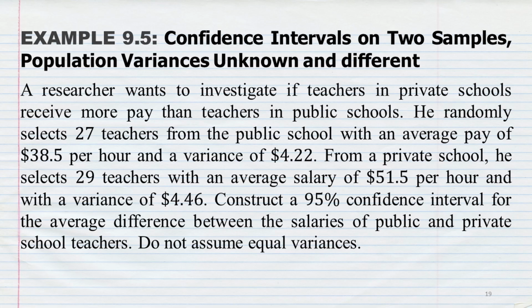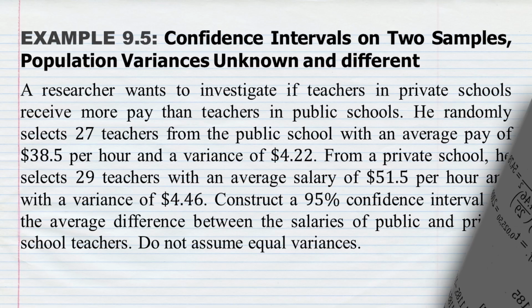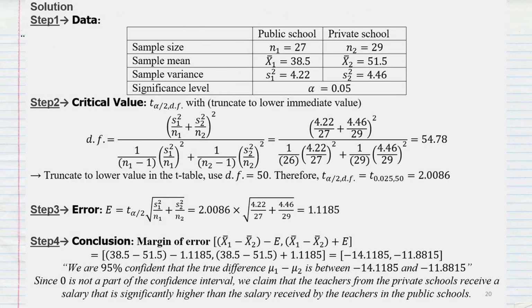a variance of $4.46. Construct a 95% confidence interval for the average difference between the salaries of public and private school teachers. Do not assume equal variances. Pause the video and use the cheat sheet provided to solve this problem. Let's apply the 4-step procedure provided in the textbook to solve this problem.